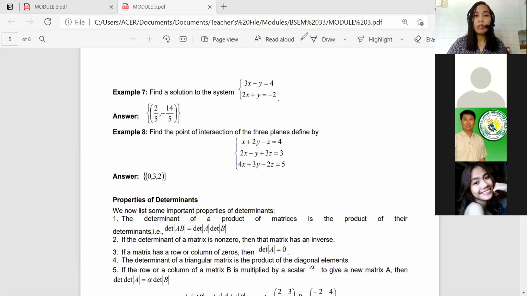Next, if a matrix has a row or column of zeros, then the determinant of A is 0. Okay? So, pag merong row na puro 0, halimbawa row 1, yung elements ni row 1 puro 0, ang determinant nun 0 na. Kasi nga, pag minultiply mo, halimbawa, 0, 0, AB, halimbawa.